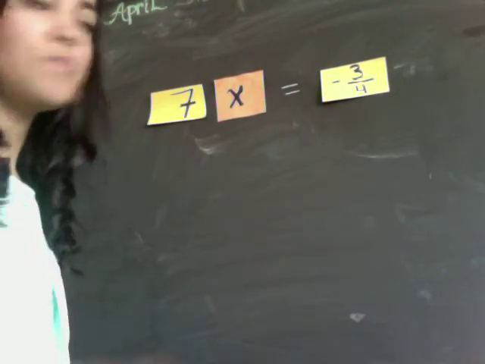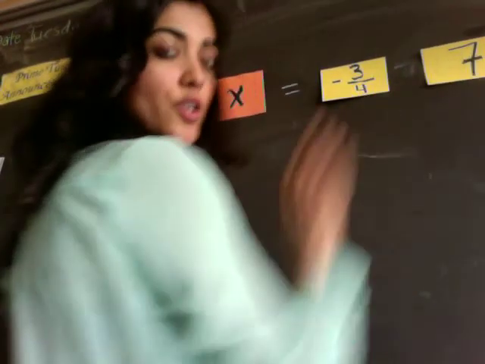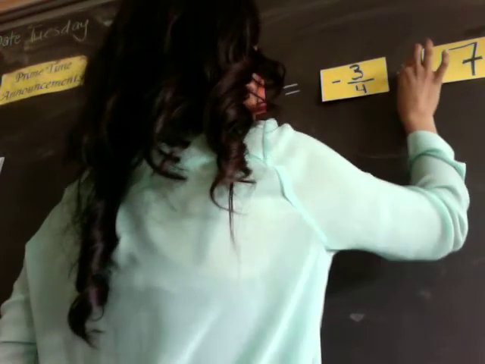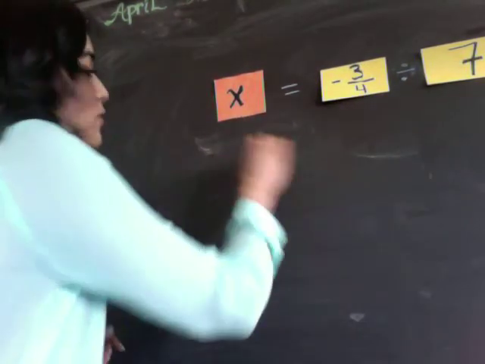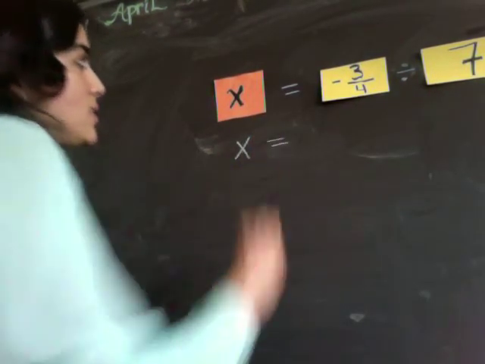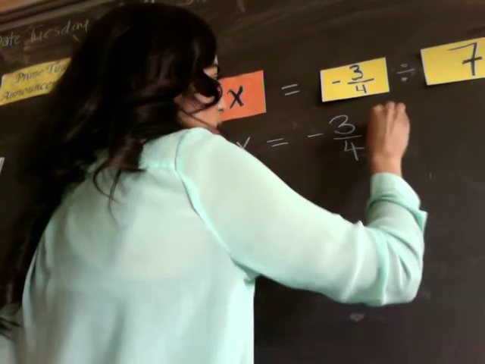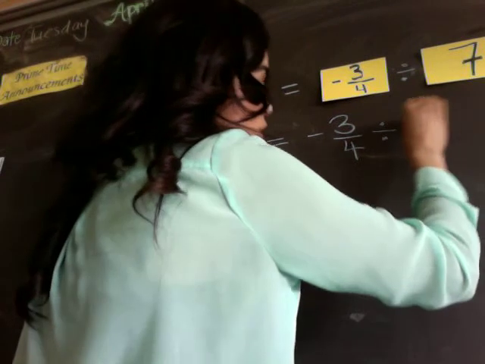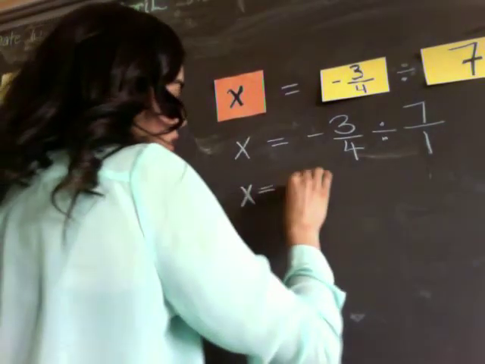So we're going to bring this onto the other side of the equation, and we're going to make sure that we divide. Okay, so now we have our x by itself, which is exactly what we wanted. So x is equal to negative 3 over 4 divided by 7. Because this is a fraction, you want to turn the 7 into a fraction just by putting it over 1. And now we're going to solve by finding the reciprocal.